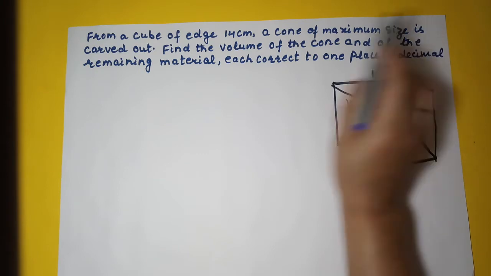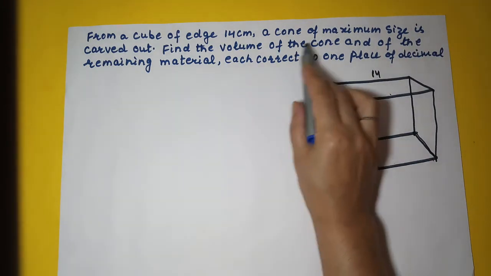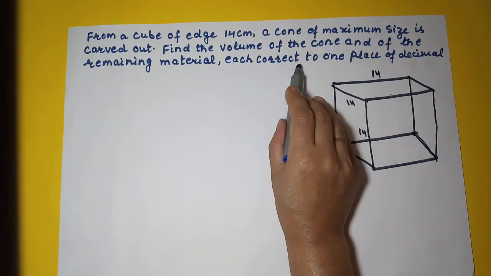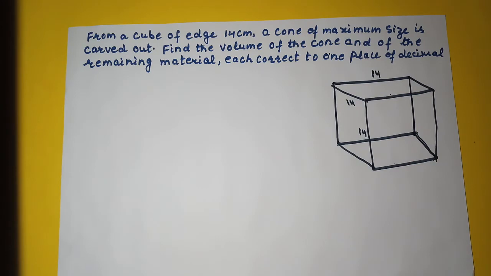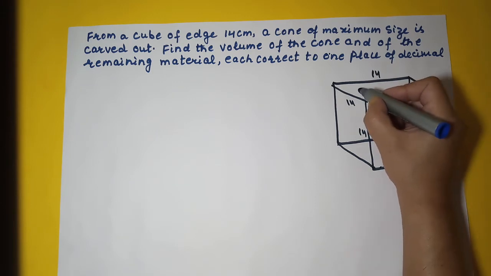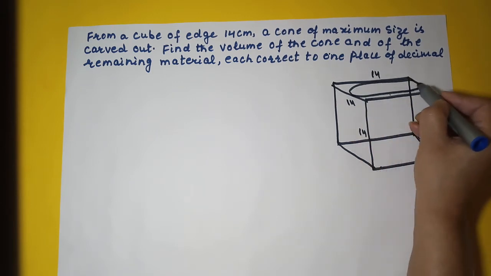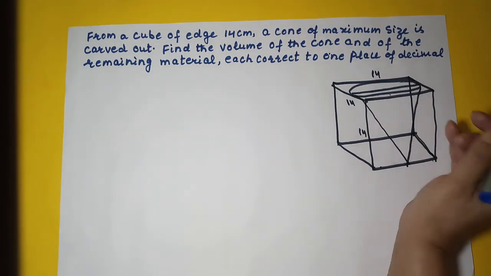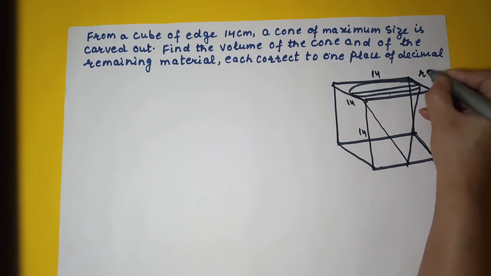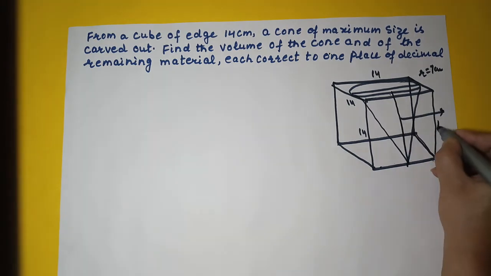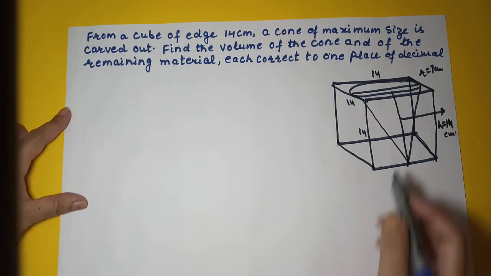A cone of maximum size is carved out. Find the volume of the cone and of the remaining material, each correct to 1 place of decimal. Now, how will you calculate the volume of the cone? Let's first make the cone like this. If you are carving a cone out, this entire thing becomes the diameter. Then the radius of the cone will become 7 centimeters and the height will remain 14 centimeters.